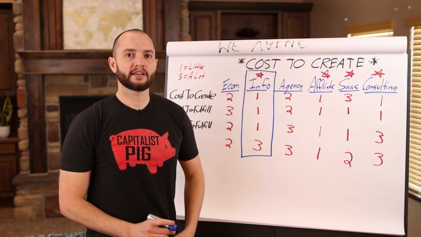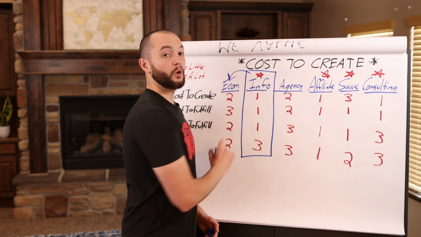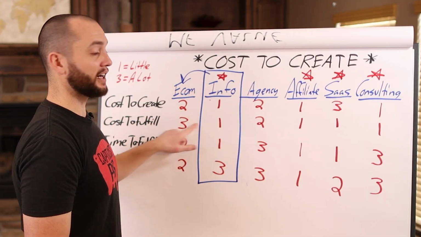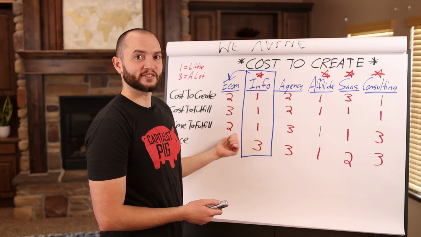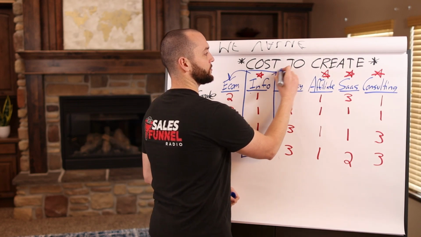What happens if I combine info with e-com? While e-com may not make me a lot of money, because I combine the two, all my profits come from info. That's what I do with a lot of e-com clients. Does that make sense? What happens when I take info and I bundle it with SaaS?